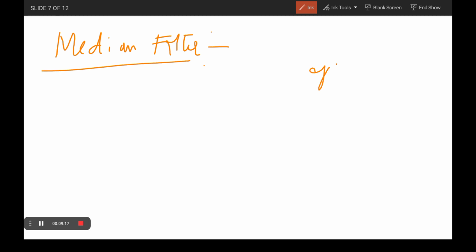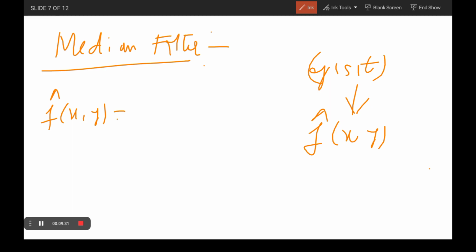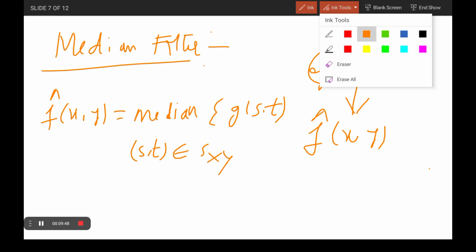The next filter is the median filter. Here also the same thing: g of s comma t represents the degraded image, and we have to estimate f dash of x comma y. The formula for this one is f cap of x comma y is equal to the median of g of s comma t, where s comma t belongs to Sxy. This is the formula for the median filter.